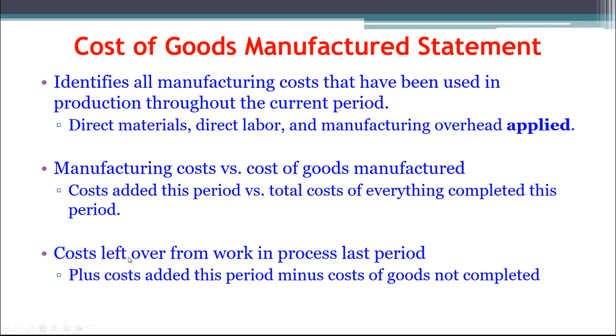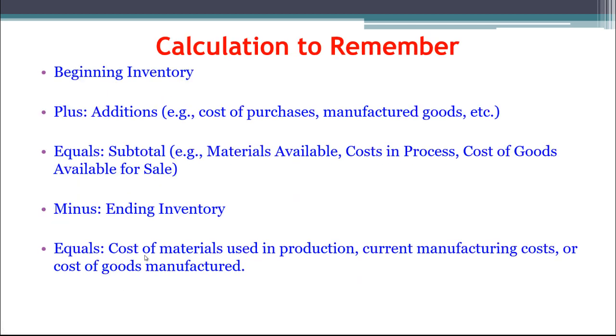So we take basically the beginning inventory of work in process, the costs that were left over from last period, plus we're going to add in the costs from this period, but we're going to subtract out the costs of goods that were not yet completed. And that'll tell us what we apparently did complete. So this little bullet point here, we're going to see this pattern in 3 different things, really. 2 in the cost of goods manufactured statement and 1 in the cost of goods sold calculation. This is the calculation for that.